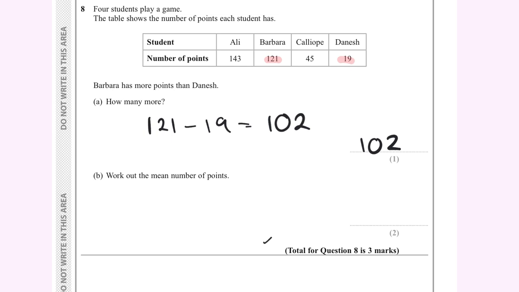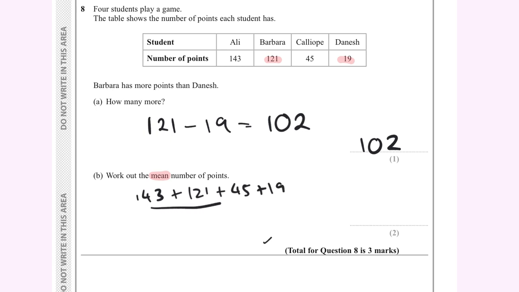Mean number of points. Now, I always say to my students, out of all the averages, the mean is mean. It's horrible. It makes you do a lot of effort. You've got to do some adding, you've got to do some dividing, there's a lot going on. So we're going to add up all our numbers, the amount of points we have. So we've got 143 plus 121 plus 45 plus 19.